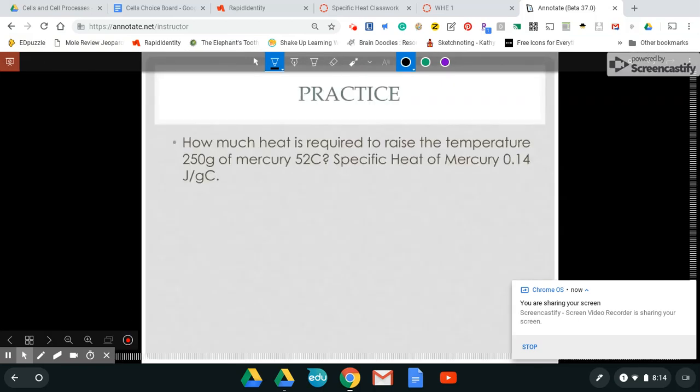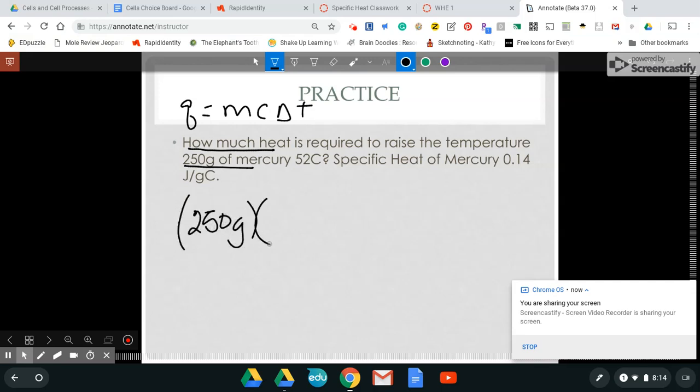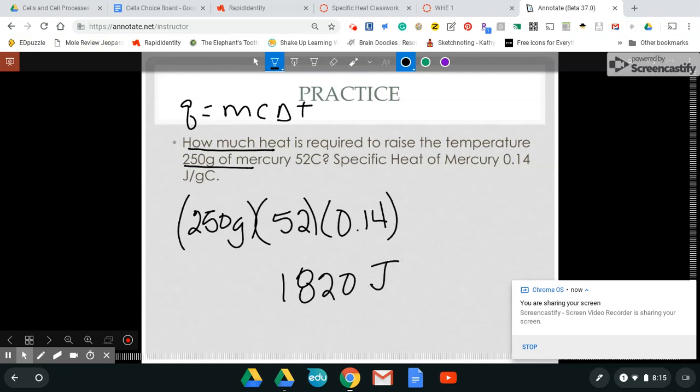I think this one's going to give me a different formula. Okay, so this is asking for how much heat. So I know my mass. I'm still using the formula. Okay, so I know my mass is 250 grams. I know that they raised the temperature by 52 degrees, so that is my temperature change. And I know that the specific heat of mercury is 0.14. So if I take 250 times 52 times 0.14, I'm going to get 1,820 joules. Okay, so when you're looking for Q, you just multiply all your numbers.